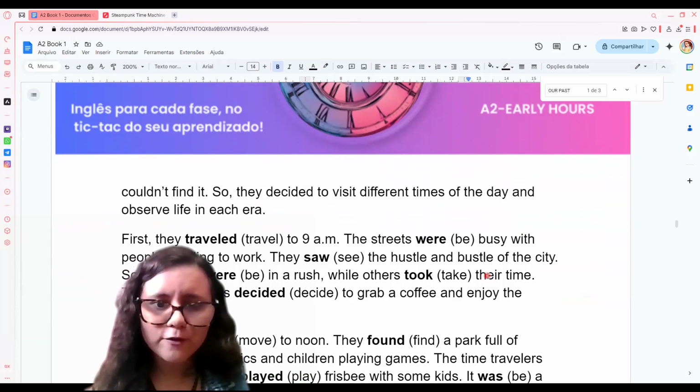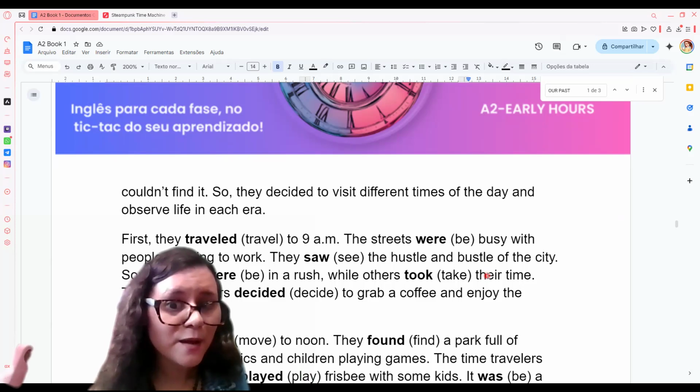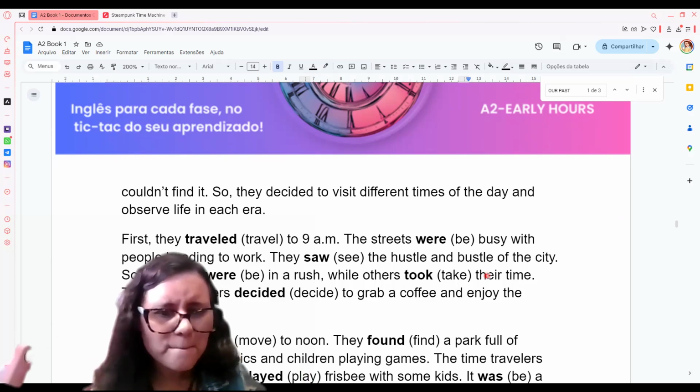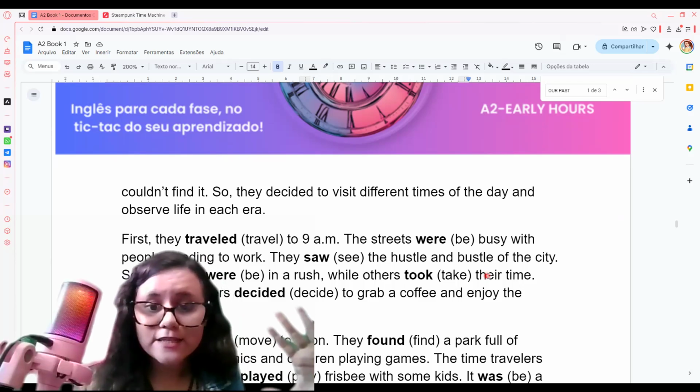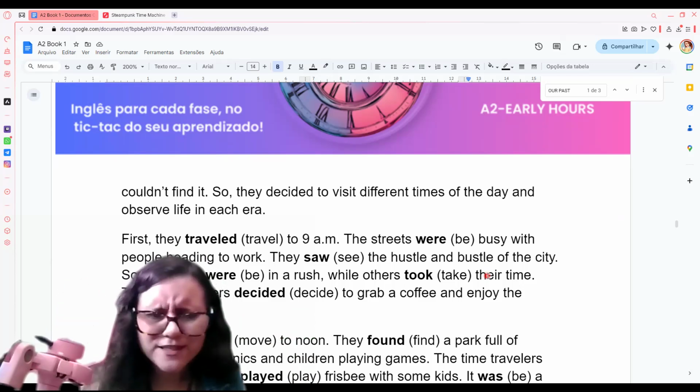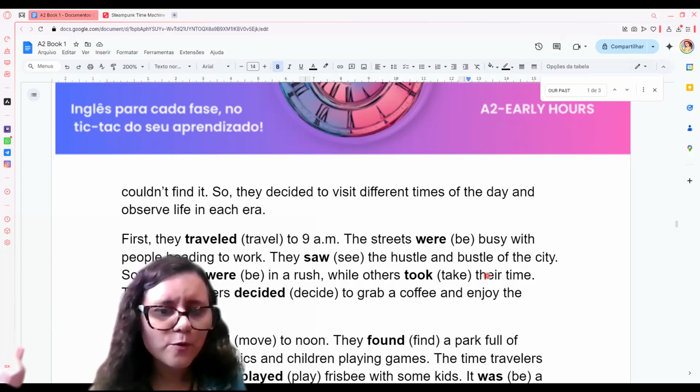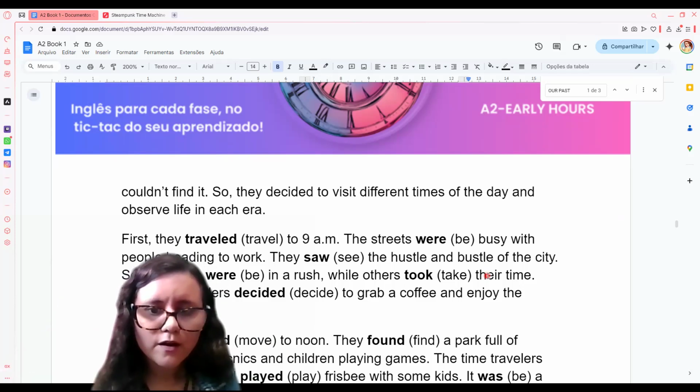First, they traveled to 9 a.m. The streets were busy with people heading to work. They saw the hustle and bustle of the city. Some people were in a rush, while others took their time. The time travelers decided to grab a coffee and enjoy the morning scene.